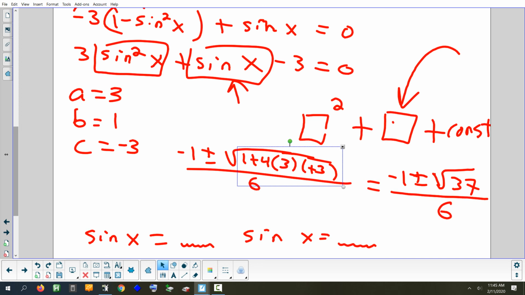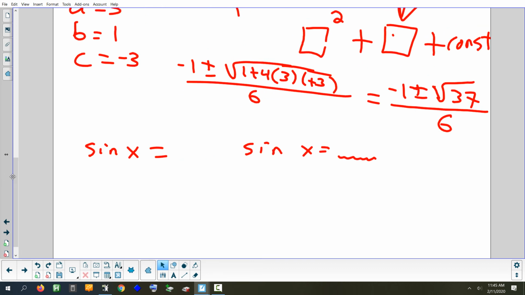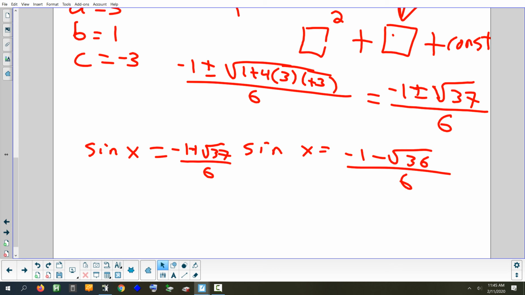is that x? That's sine x. So put that right here. Negative, and I'm going to write it as two separate things instead of plus or minus. Plus square root of 37 over 6. And -1 minus square root of 37 over 6.